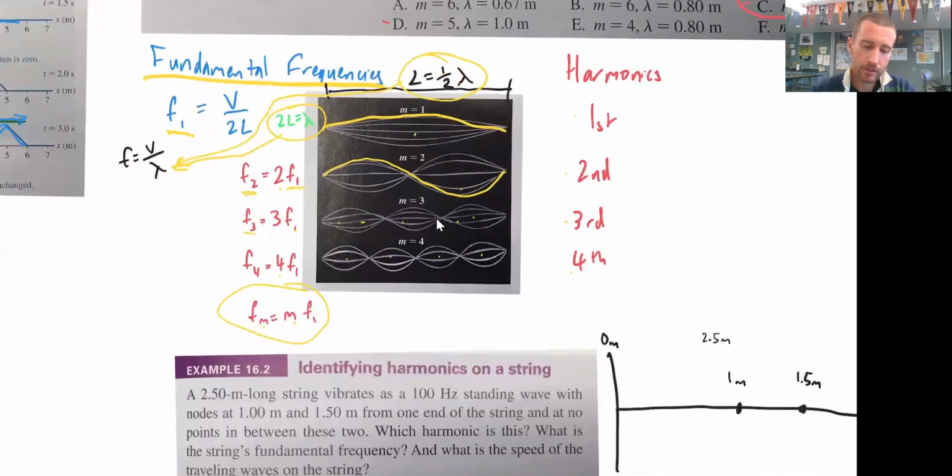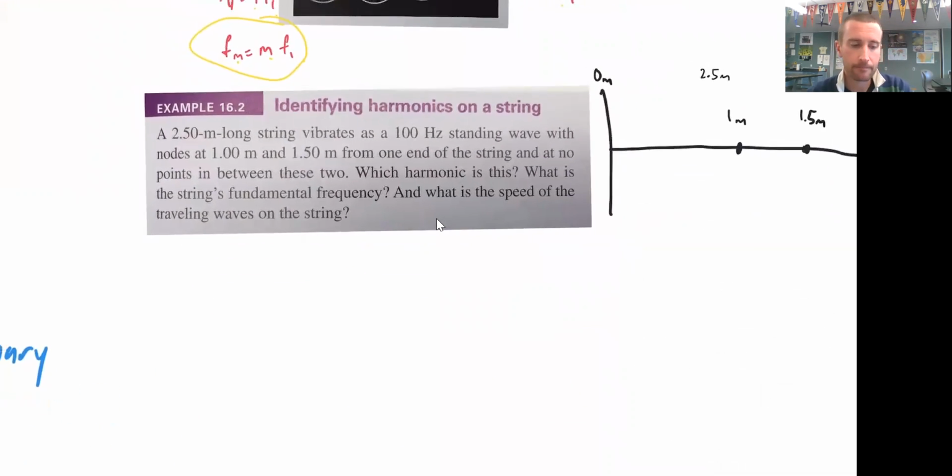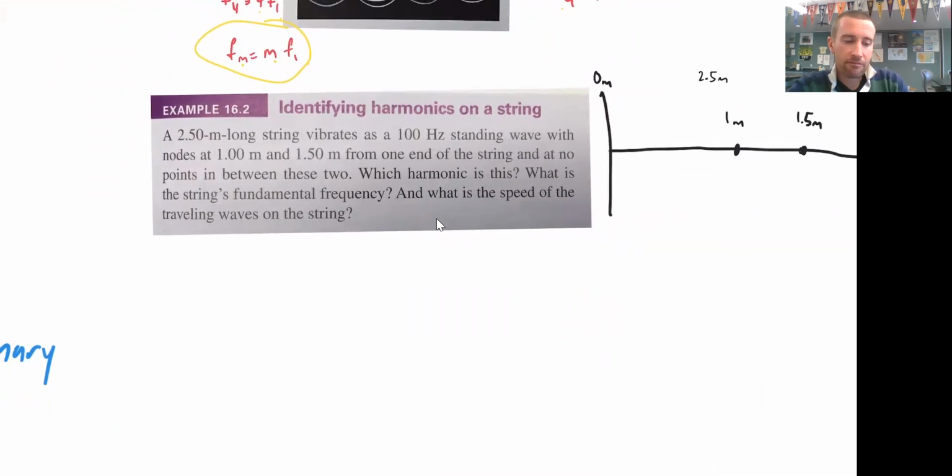All right, so let's do a little practice and identify some harmonics on a string. A 2.5 meter long string vibrates as a 100 hertz standing wave with nodes at 1 meter and 1.5 meters from one end of the string, and no points in between these two. Which harmonic is this? What is the string's fundamental frequency? And what is the speed of the traveling waves on the string?